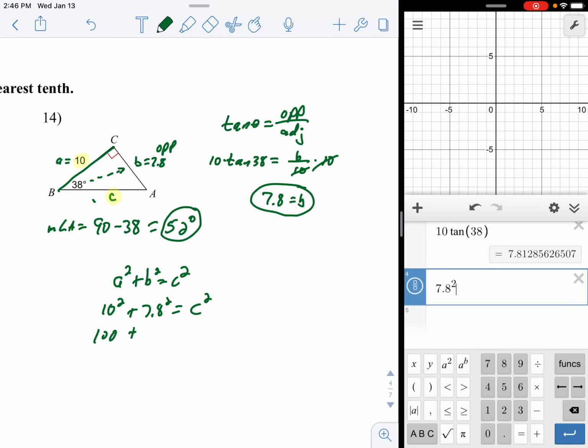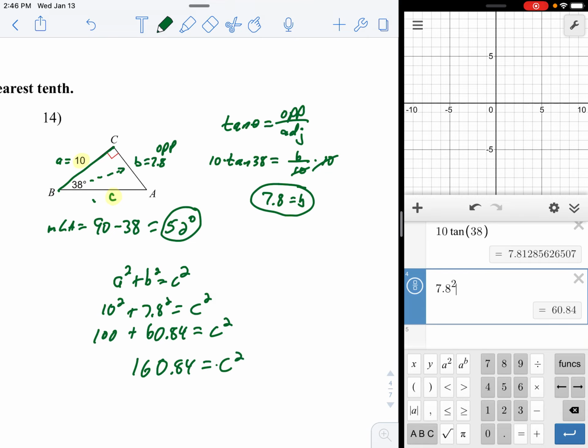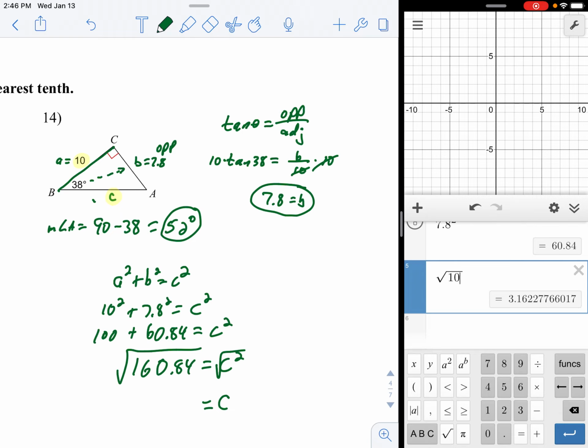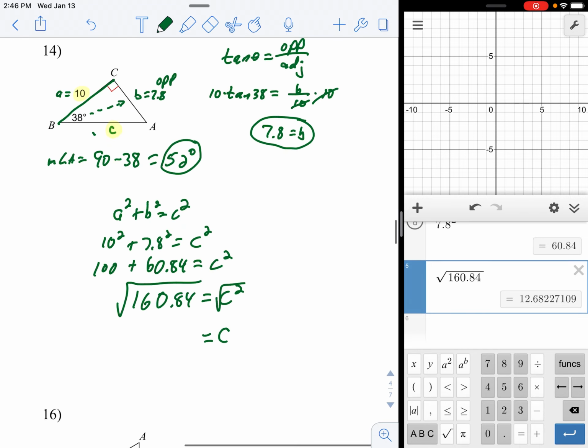7.8 squared is 60.84. So 100 plus 60.84, that's 160.84 equals c squared. Solve for c by square rooting both sides. So what is the square root of 160.84? It's going to be 12.7.